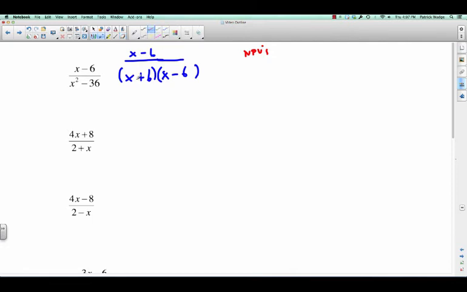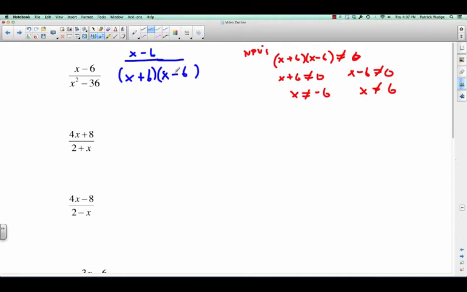So what we know for the NPVs is that x plus 6 times x minus 6 on the bottom cannot equal 0. Well, with the zero product property, either x plus 6 could equal 0, and we don't want that, or x minus 6 could equal 0, and we don't want that. Subtract 6 from both sides, x cannot equal negative 6. Add 6 to both sides, x cannot equal positive 6. Or if you want, x cannot equal plus and minus 6.